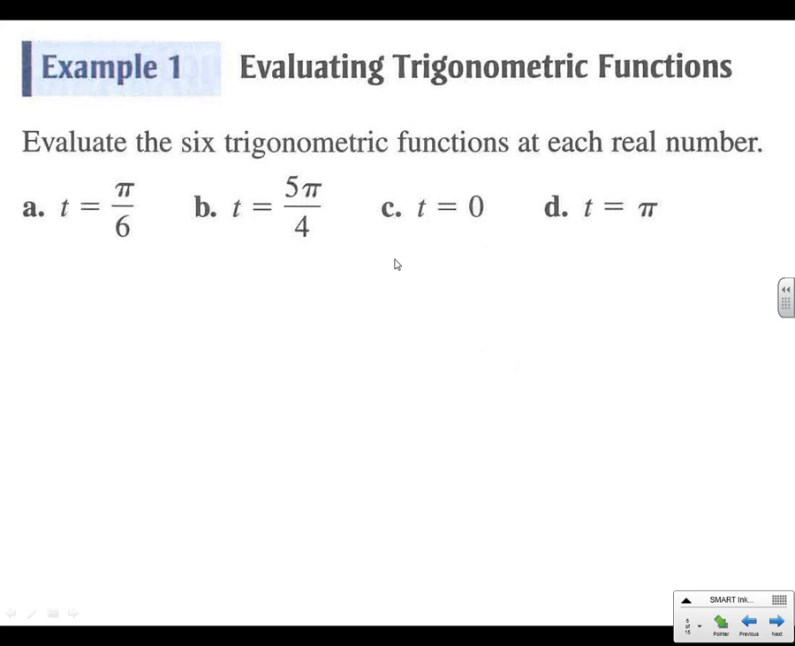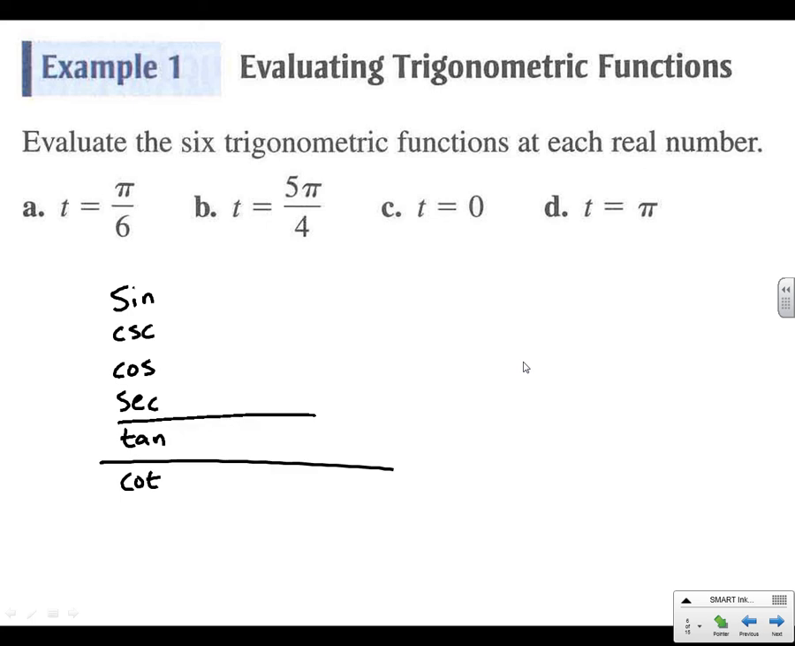All right, so let's take a look at some example problems here. Let's find the 6 trig functions of each real number. So I'm going to write them out here: sine, cosecant, cosine, and secant, tangent, and cotangent. And let's make ourselves a little chart here so we don't have to rewrite this 4 times for all of these.